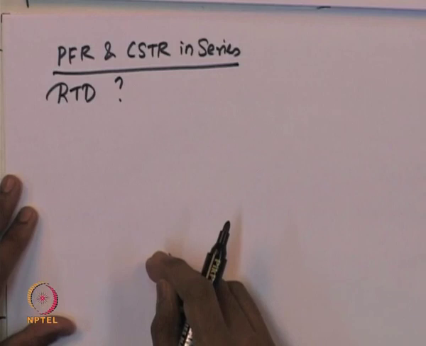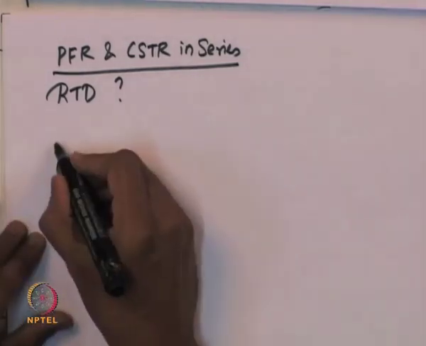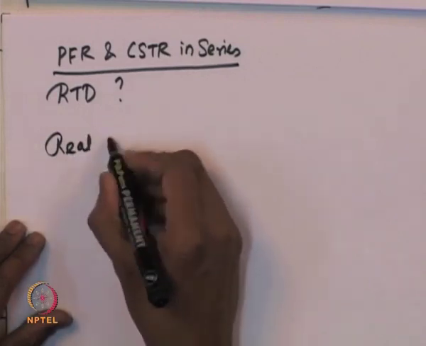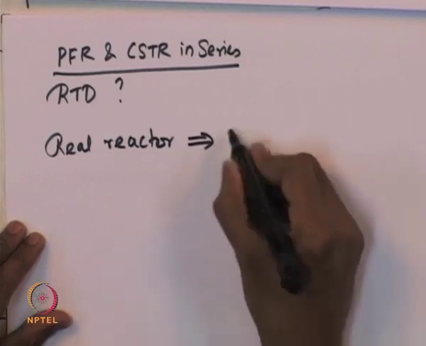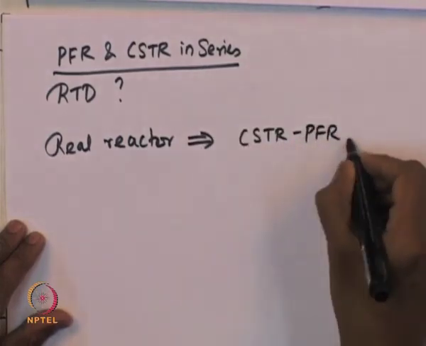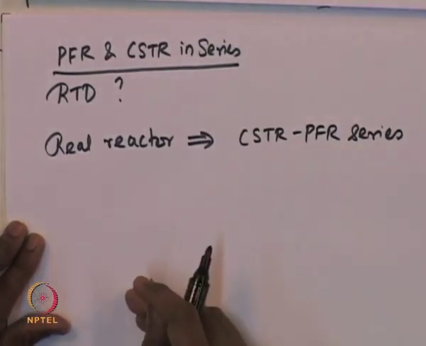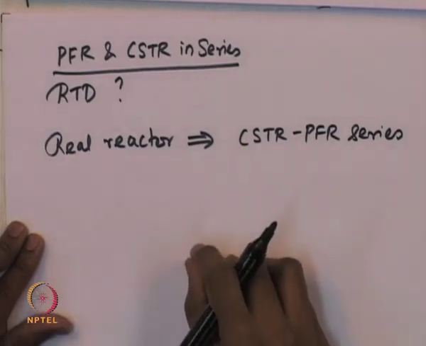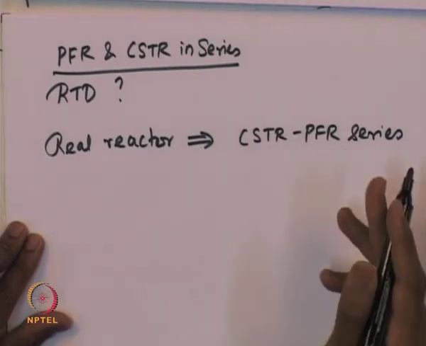Now, remember that real reactors can be modeled as a combination of a plug flow reactor and a CSTR, and let us assume that there is a real reactor which is modeled as a CSTR and plug flow reactor operated in a series mode. Now, where is it possible? When is it possible to approximate it as a CSTR plug flow series model?